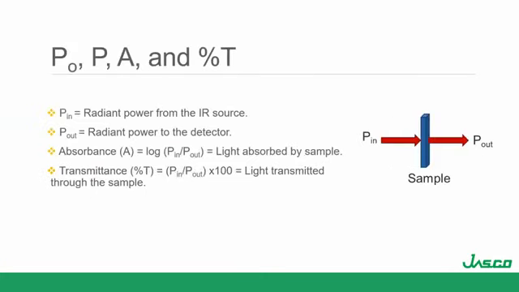I just want to talk about the units, because I use both transmittance and absorbance throughout the talk, and those are the two common units. Absorbance is the light absorbed by the sample. Transmittance is the light transmitted through the sample, and they're related to each other. In software, you can go from absorbance to transmittance, whatever your preference is.